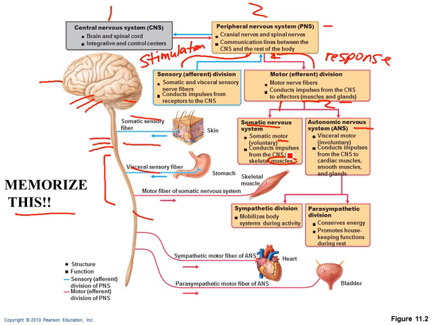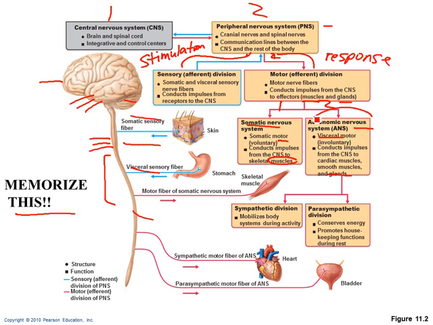The autonomic is your visceral or involuntary. Your viscera are your organs, right? So you don't voluntarily control your organs. That's involuntary. So your autonomic nervous system sends a response to your viscera or your organs, things like cardiac muscle, smooth muscle, glands, endocrine glands, adrenal glands, pancreas, gallbladder, any of the glands.